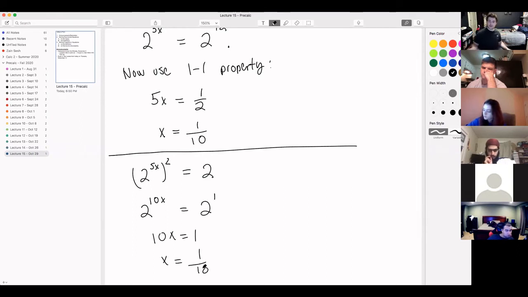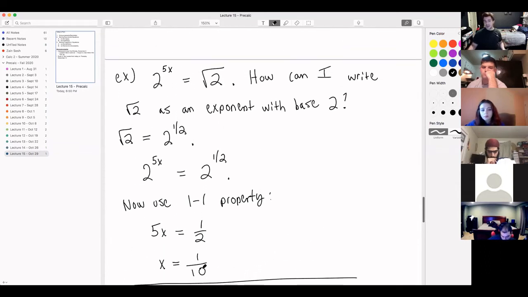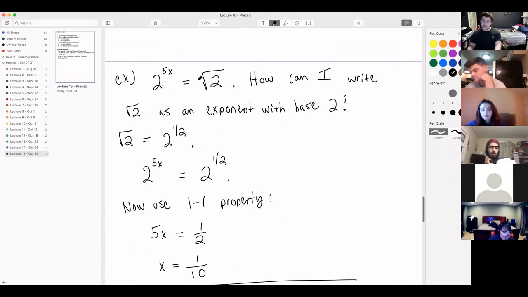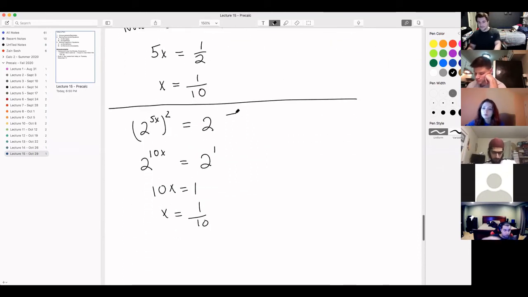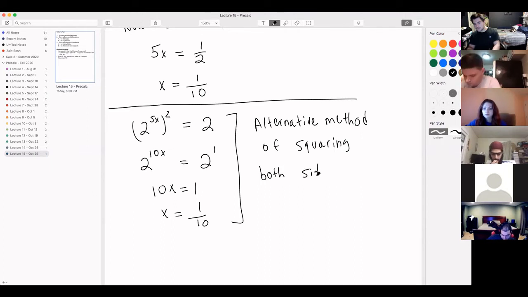Excellent. Yeah, so that works. Very cool. So this is an alternate method of solving this. Alternatively, you can square both sides of the equation and get rid of the root. Alternative method of squaring both sides. Very cool. All right, so that's all I have for this section.